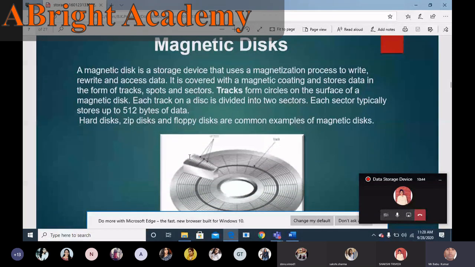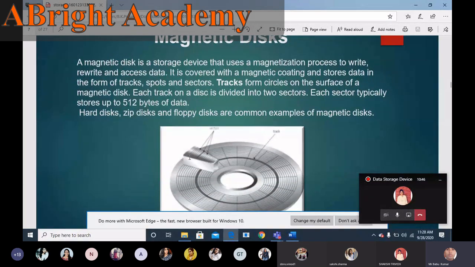Magnetic disk. A magnetic disk is a storage device that uses a magnetization process to write or rewrite and access data. It is covered with a magnetic coating and stores data in the form of tracks, spots and sectors.